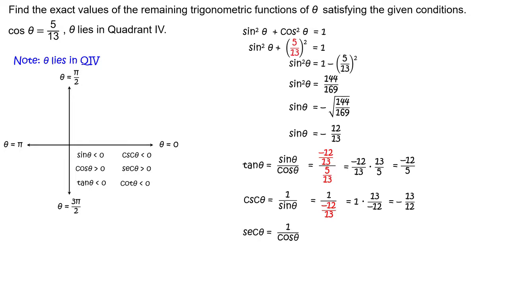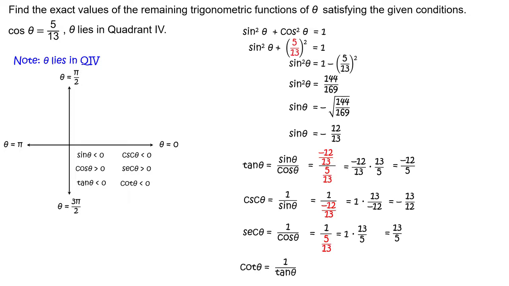Next, find the value of secant of theta. Write secant of theta equals 1 divided by cosine of theta. Substitute 5/13 for cosine of theta. Recall that dividing by a fraction is equivalent to multiplying by the reciprocal of that fraction. Rewrite 1 divided by 5/13 as 1 times 13/5. Multiply to get 13/5. Lastly, find the value of cotangent of theta.